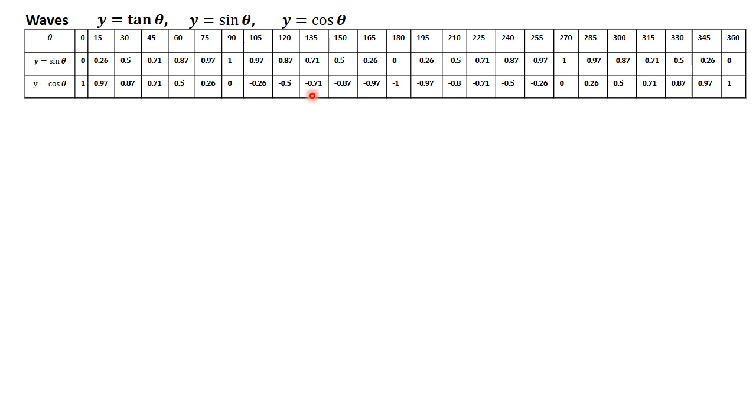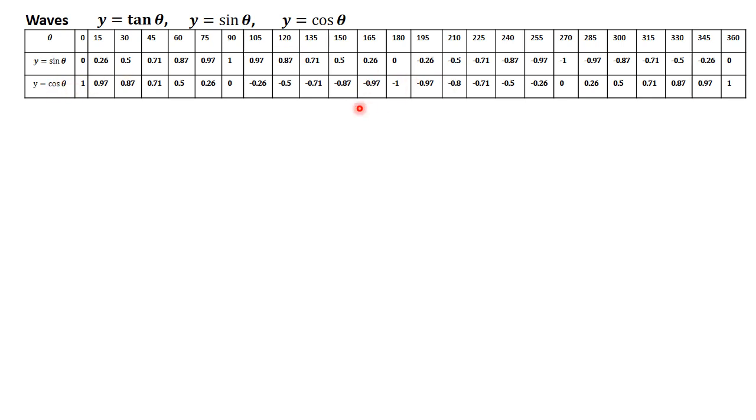We need a table of this nature here, the same table we had for the tan, but now we have sine theta. So we have the angles from 0 to 360. My intervals are 15 degrees, so we have 0, 15, 30, 45, 60, all the way up to 360. Again, we'll need the values for y is equals to sine theta, and again y is equals to cos theta, and populate the table as I have done there.